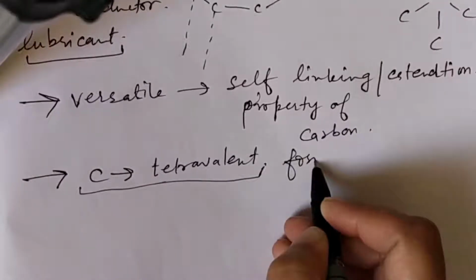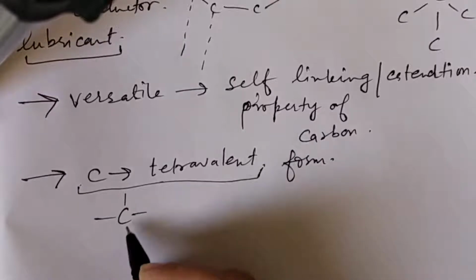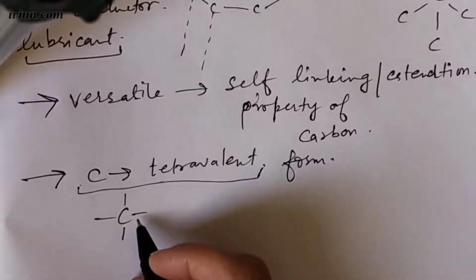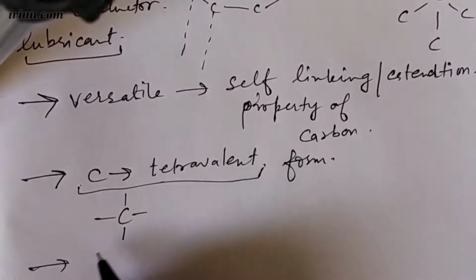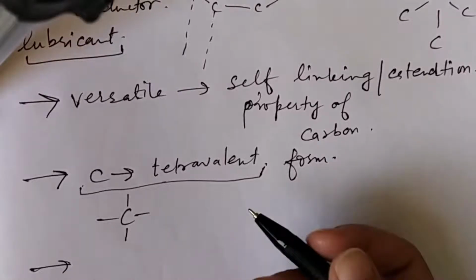This means carbon must have a valency of 4, neither less than 4 nor more than 4. It should have valency equal to 4. Now we are going to discuss these tetravalent compounds of carbon, organic compounds, in detail.